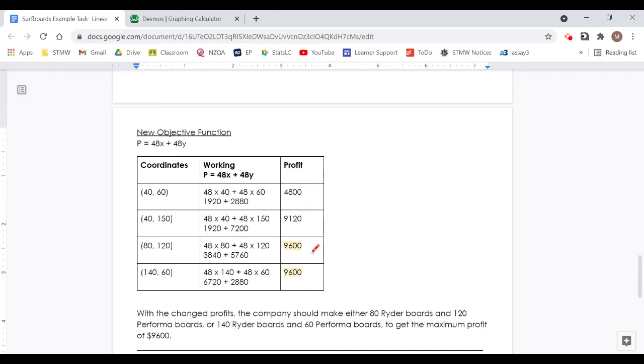Hopefully you'll see that two of them have the same maximum profit. So there should be a maximum profit, and that'll appear twice from 2 points. This is good. This is okay. This is what we're expecting to find.